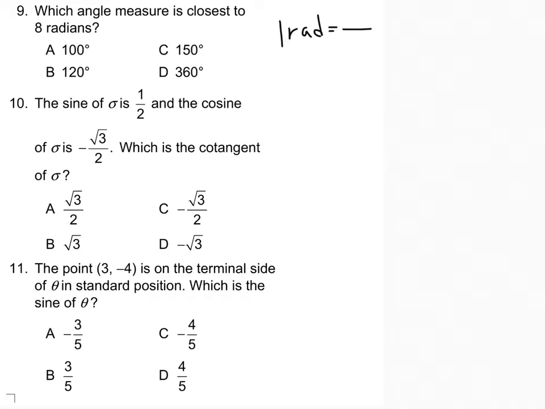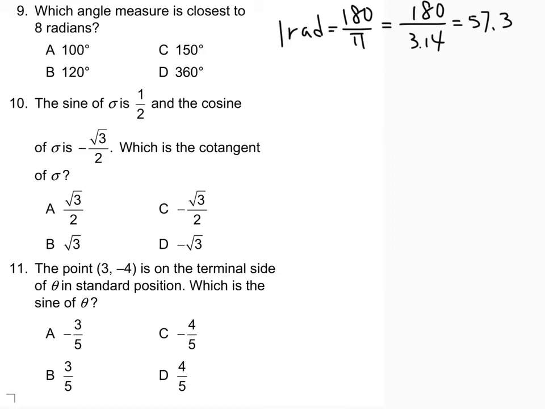Question number 9. Which angle measure is closest to 8 radians? So 1 radian equals 180 over pi. And what does pi represent? Pi is 3.14. So what's 180 divided by 3.14? You can use your calculator. It's about 57.3, if I remember it right. I think it's very close to 57.3.